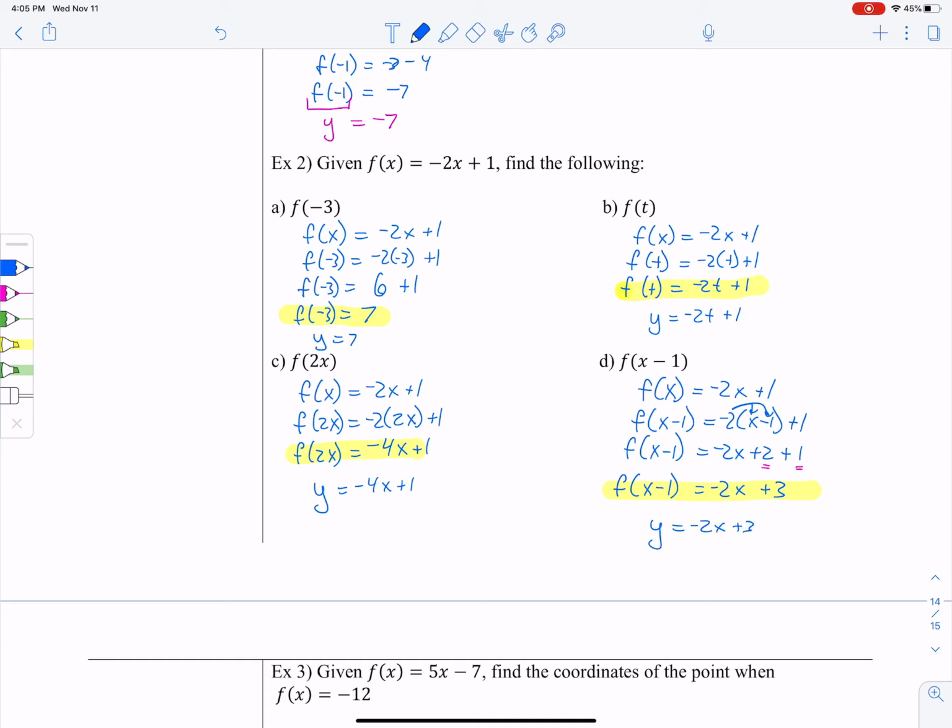Okay? So now you can pause, go to page 220, and you're going to do 2a to d and number 3a to d. Okay, and then you're going to come back for part 2.